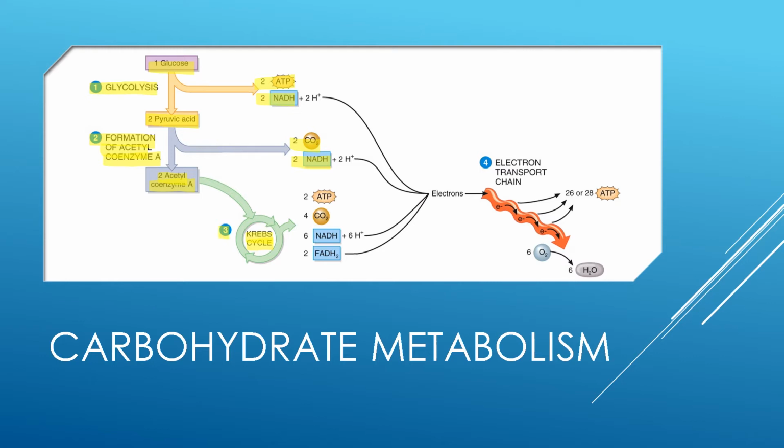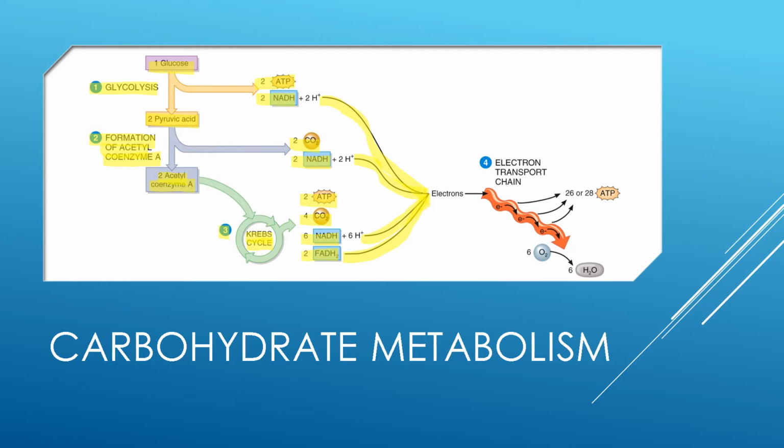Then we have the 3rd phase, which is the Krebs cycle. And these reactions will oxidize acetyl coenzyme A, and they will produce 2 molecules of ATP, 4 carbon dioxide, 6 NADH, and 2 FADH2. So then all of those coenzymes, NADH and the FADH2, are all going to be sent to the electron transport chain.